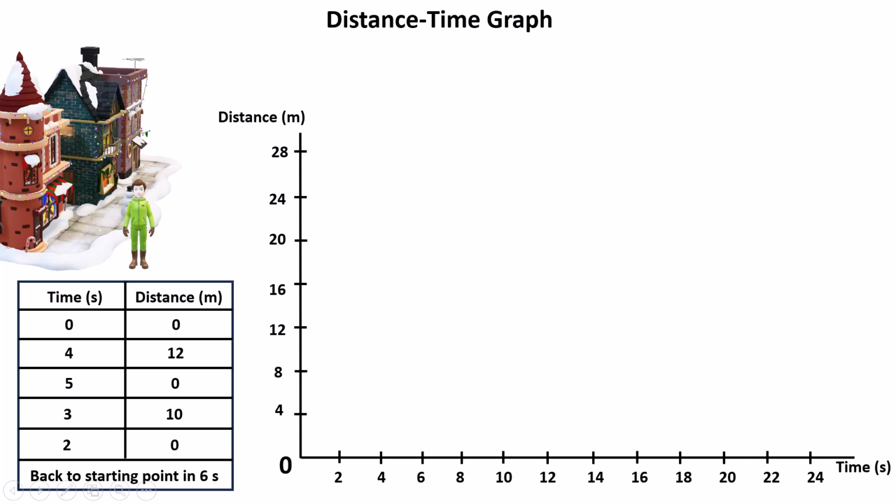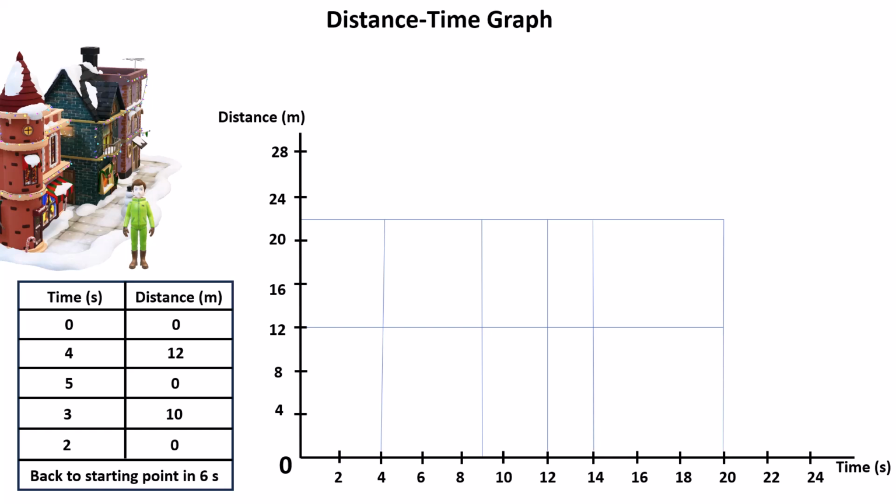Now it's time to plot. To make the plotting easy for us, I've added some guidelines to help us. Let's start by picking our first pair of values. For 0 seconds, the distance covered is 0. This is where it is located on the graph. Let's indicate it using this red dot.